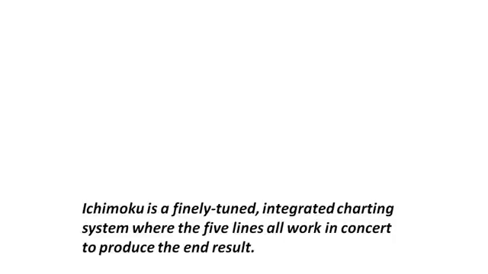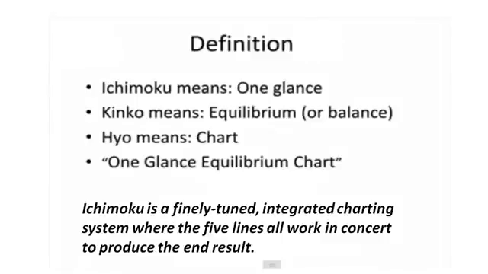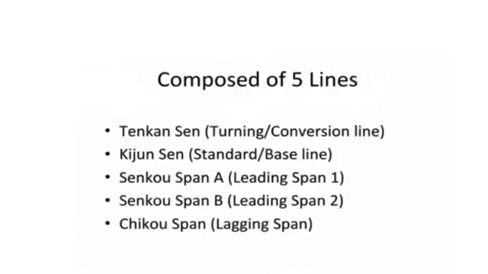Ichimoku is a very finely tuned integrated charting system where all 5 lines I'm going to discuss work in concert to produce the end result. Ichimoku means one glance, Kinko means equilibrium or balance, and Hyo means chart. It's composed of 5 lines: Tenkan-sen, Kijun-sen, Senkou span A and B, and Chikou. Tenkan-sen is the faster of the 2 lines. Senkou span A and B make up the Kumo, or the cloud that you see very distinctive across the screen, and Chikou is a signal line projected behind price.